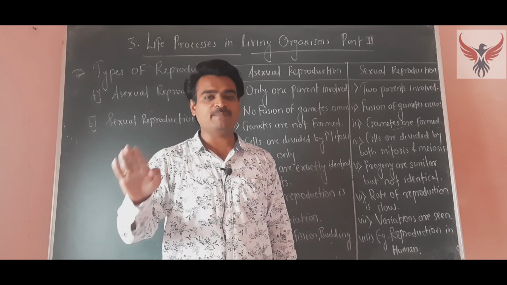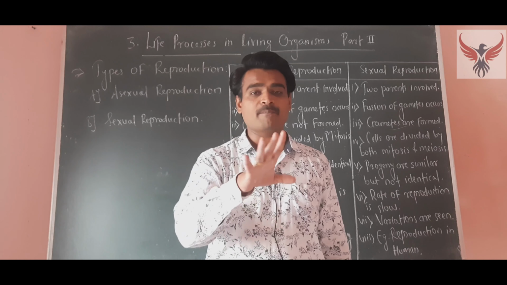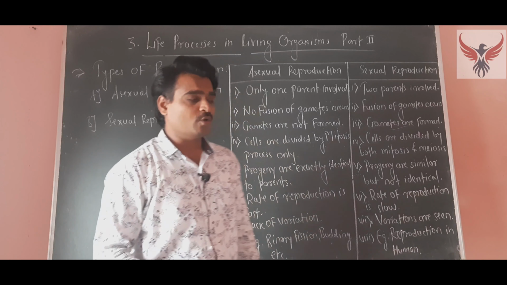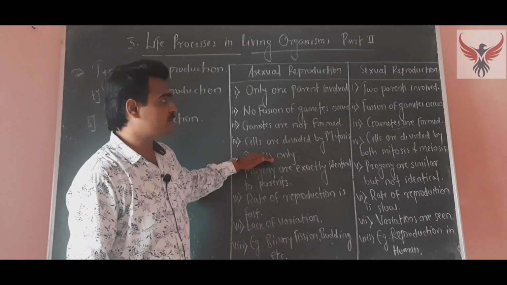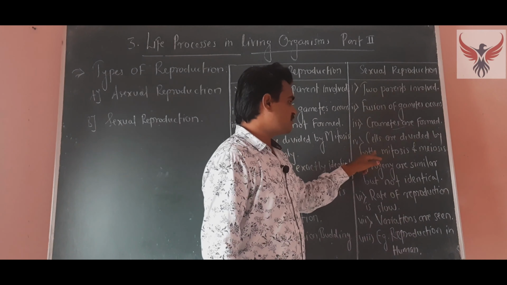After that, the fourth difference is cells are divided by mitosis process only. In case of asexual reproduction, the cells are divided by mitosis process only. All of you know the meaning of mitosis. Mitosis means the type of cell division which occurs in case of somatic cells only. So here in case of asexual reproduction, the cells are divided by mitosis process, and in case of sexual reproduction, the cells are divided by mitosis as well as meiosis process.